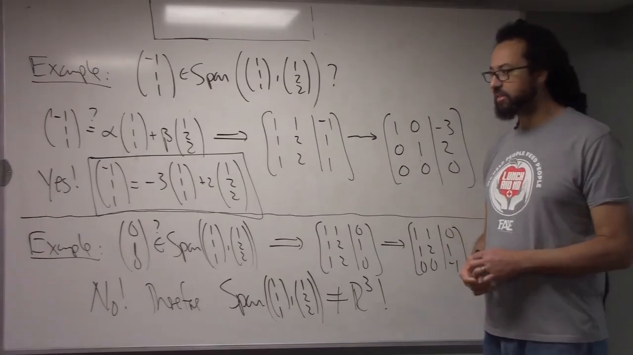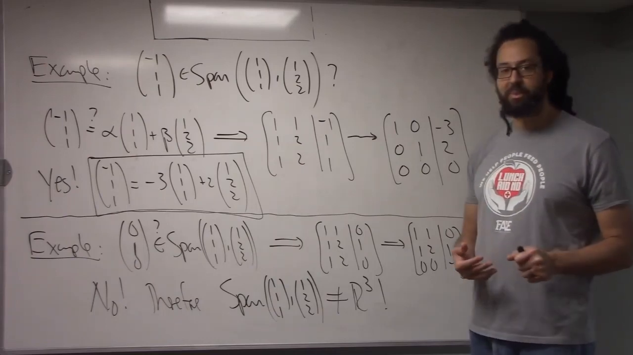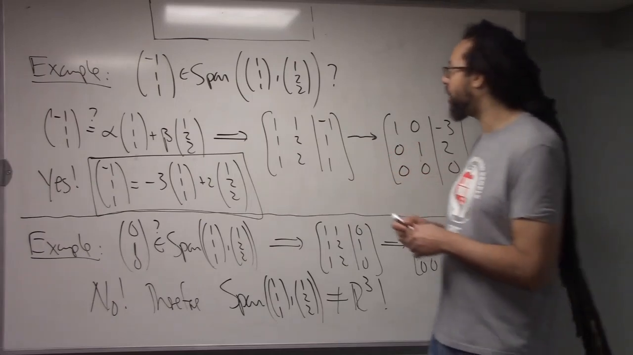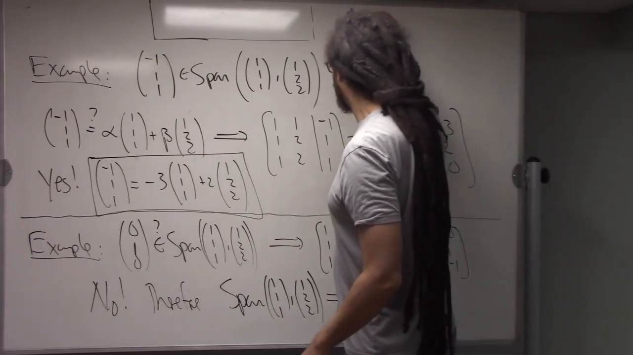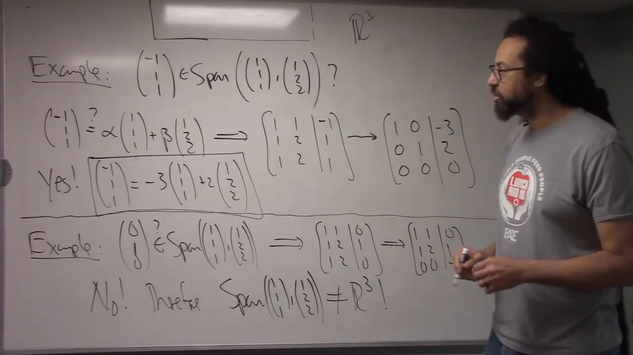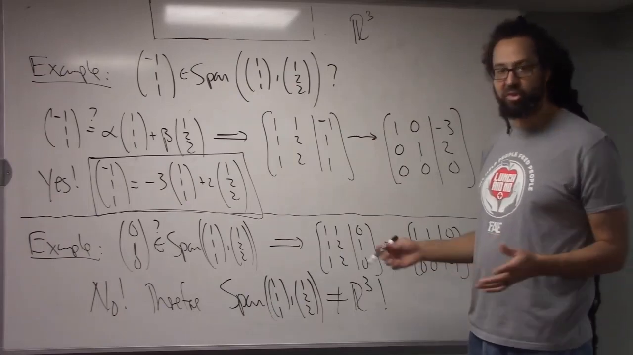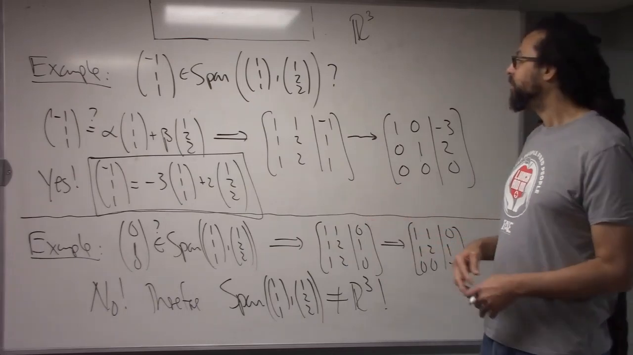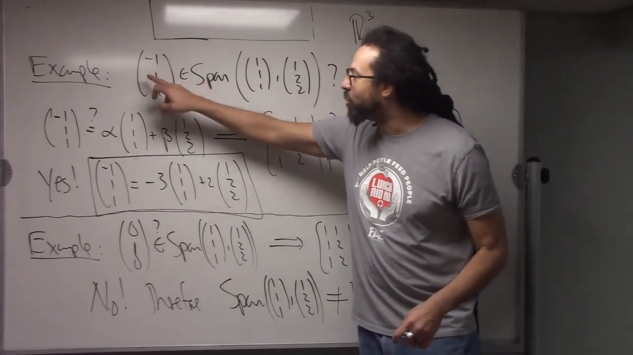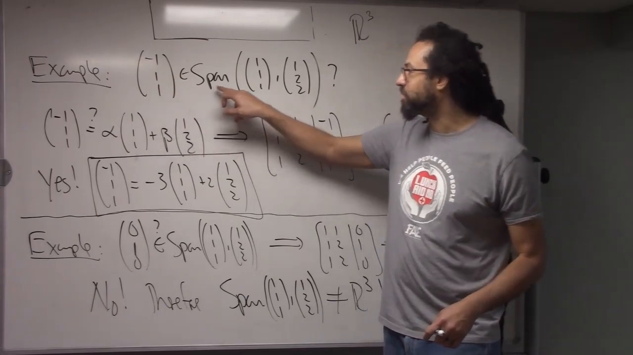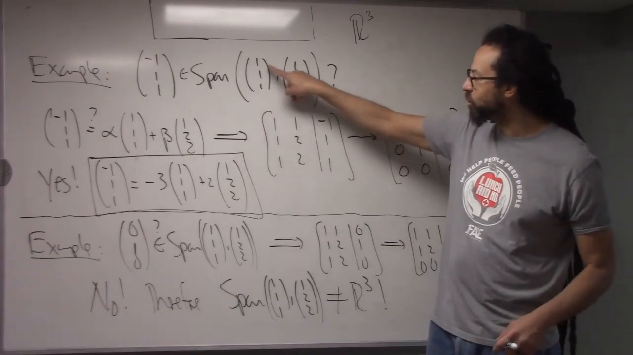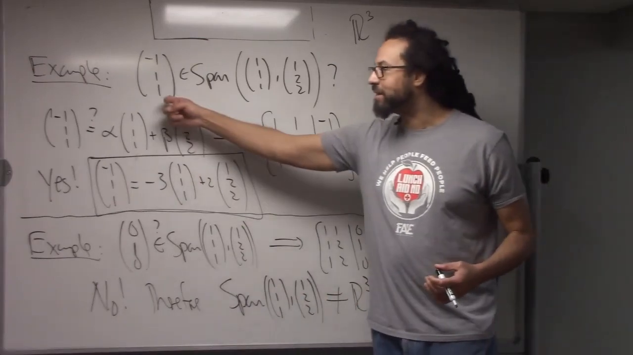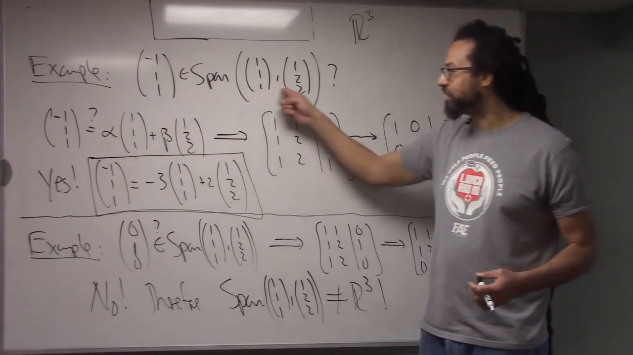All right, here's another example. So we want to sort of kick it up a notch to 3 dimensions. So now we want to look at vectors inside R3. Up till now, our discussion has been about vectors in R2, so 2D space. Now we want to think about 3D space. And the question here is, does (-1, 1, 1) belong to the span of these two vectors (1, 1, 1) and (1, 2, 2)? So can we write this thing as a linear combination of these two things?